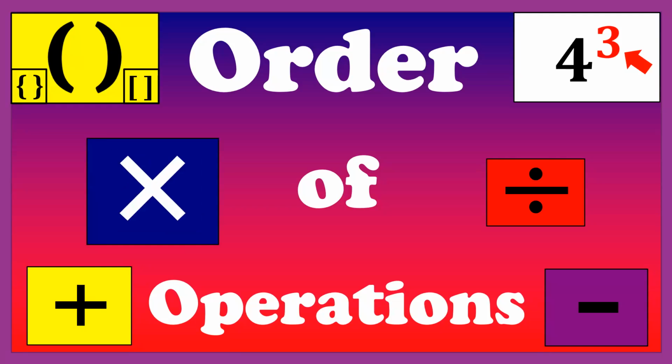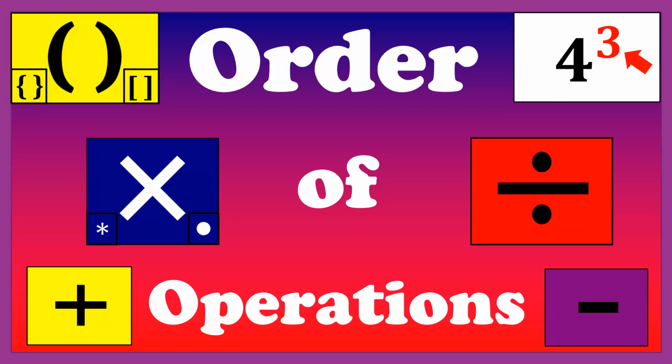Number 3, multiplication, which can be represented as an X, an asterisk, or a dot. Number 4, division symbol, placed between two numbers to indicate the division of the first number by the second number as you read the numbers from left to right. Note, the division symbol can also be represented by a slash.